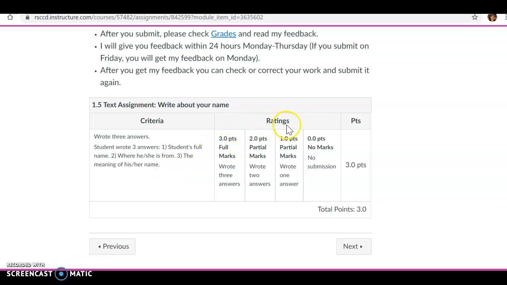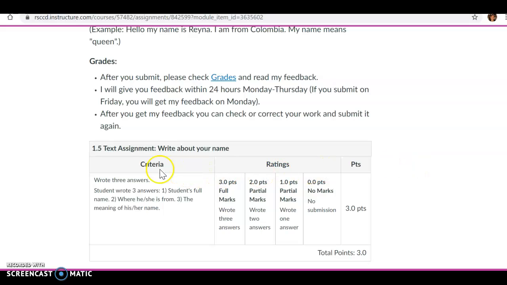And here I have my ratings. 3 points, full marks, you wrote 3 answers. 2 points, partial marks, wrote 2 answers. 1 point, partial mark, you wrote 1 answer. And 0 points, no marks for no submission. Total points 3 here, and that is how you read the rubric. Criteria, ratings, and your total points here.